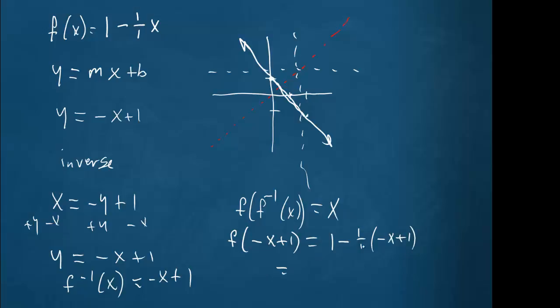And of course, 1 over 1 is just 1, so we have 1 minus, and we'll distribute this 1, and we'll actually wind up with plus x minus 1. The 1's will cancel, and we'll wind up with x, just as we thought we should.